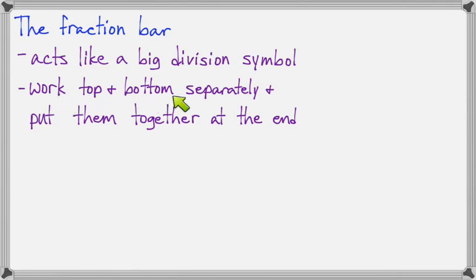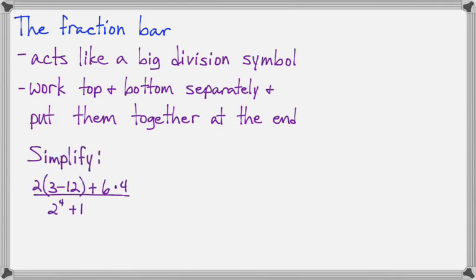And all that we do is work the top and the bottom separately and then put them together at the end. These are some of the most difficult looking problems, but in reality they're actually some of the easiest problems that we'll have. So let's simplify 2 times parentheses 3 minus 12 plus 6 times 4 over 2 to the 4th plus 1. So we're going to take the top and the bottom separately.